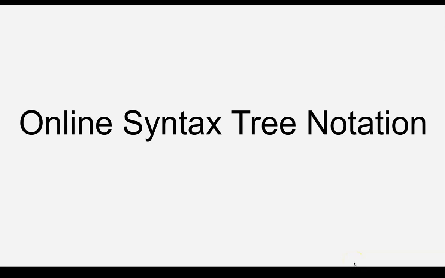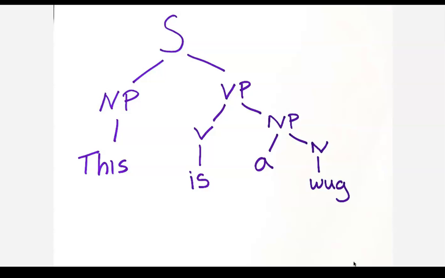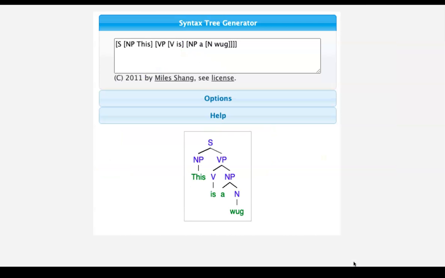This tutorial video will demonstrate how to turn a completed handwritten syntax tree into a digital image that can be used in assignments using SynTree. However, the language that SynTree speaks can also be used by the other online syntax trees listed in the video description. We'll be working with the following sentence. This is a WUG. Here's a picture of our completed digital syntax tree.